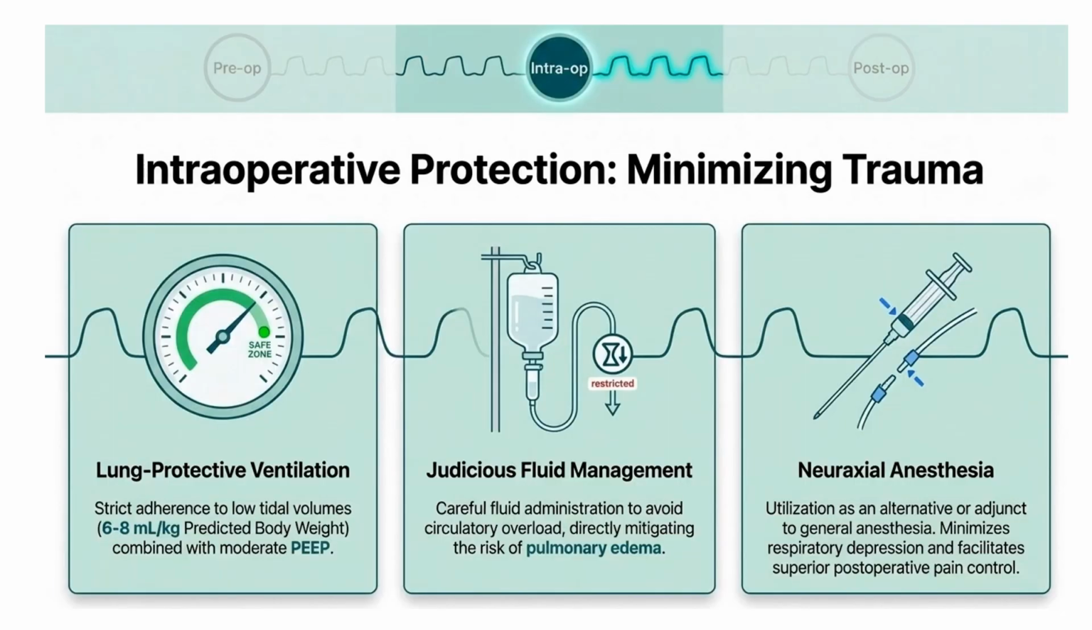So what are we going to do intraoperatively? Intraoperatively, the main thing is lung protective ventilation. Strictly adhere to low tidal volume, 6 to 8 milliliters per kilogram of body weight. With a moderate weight, that will prevent intraoperative lung injury. Also, judicious fluid management is very important, that prevents pulmonary edema.